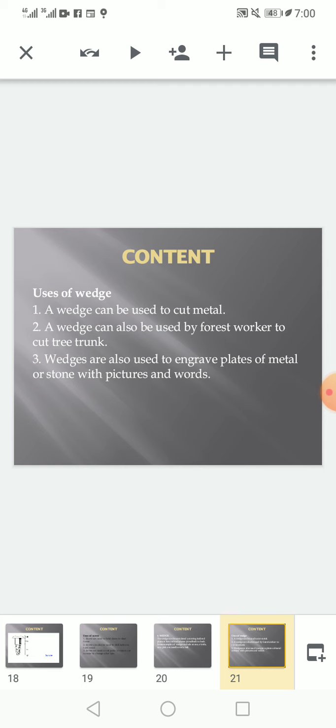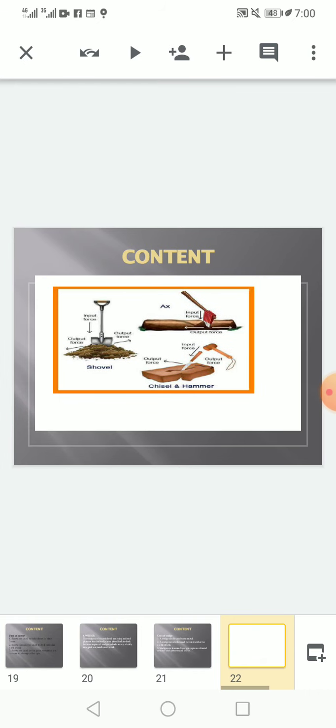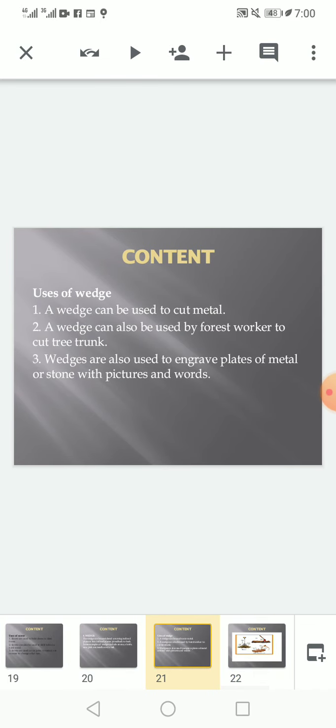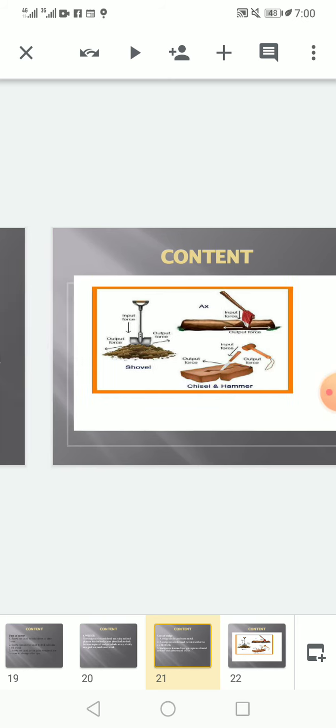Wedges are also used to engrave plates of metal or stone with pictures and words. So this is a good diagram that explains everything that I've discussed about the uses of a wedge. Remember, I said a wedge can be used to cut metal. A wedge can also be used by forest workers to cut tree trunks, and wedges are used to engrave plates of metal or stone with pictures and words.